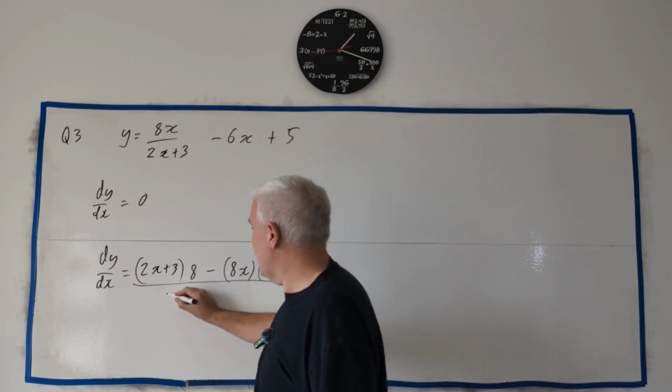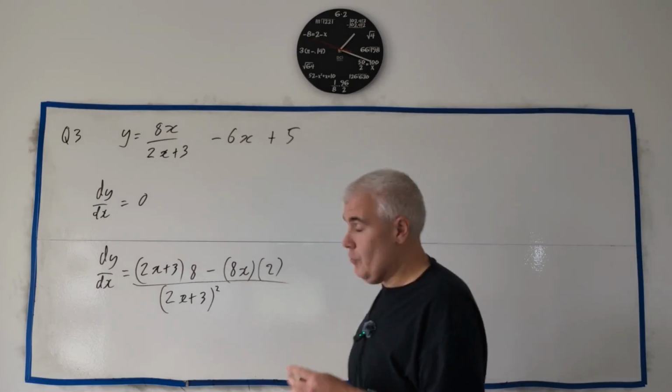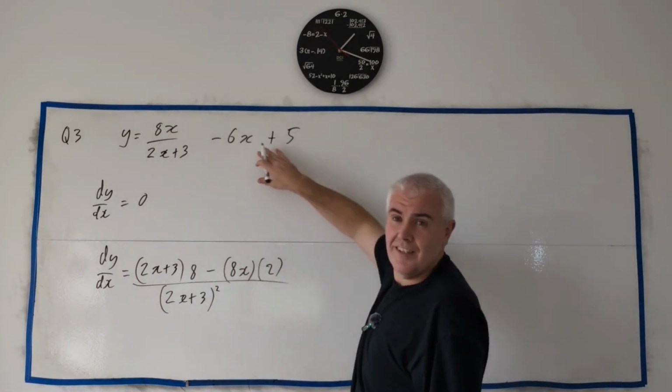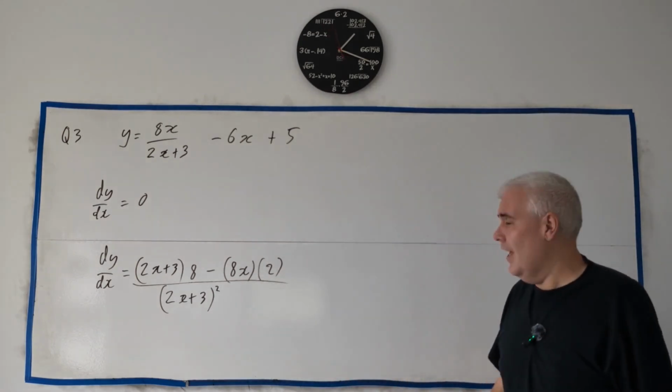And we divide all of that by the bottom row squared. So (2x + 3) squared. That's the derivative of this guy. So many students then just forget these two terms. You're throwing away a few marks. Your answer then comes out all wrong.